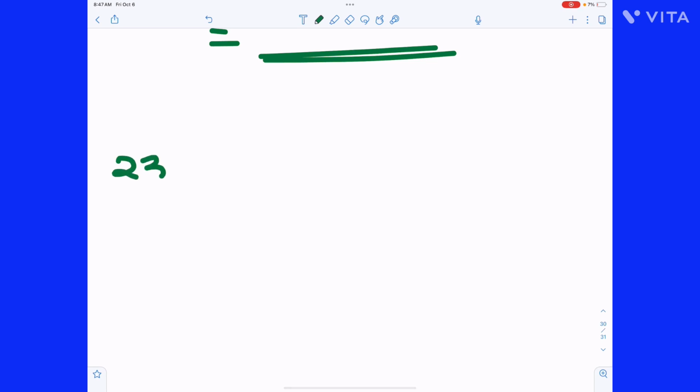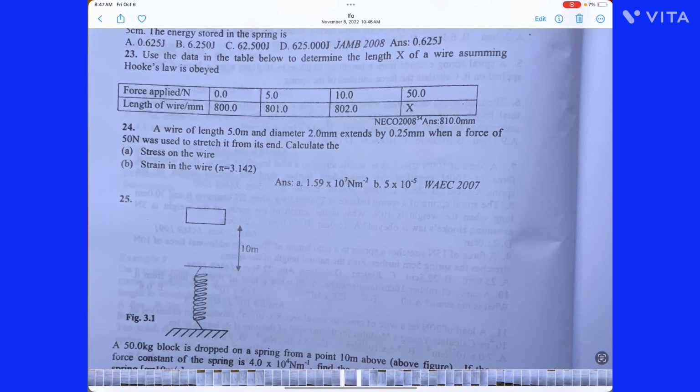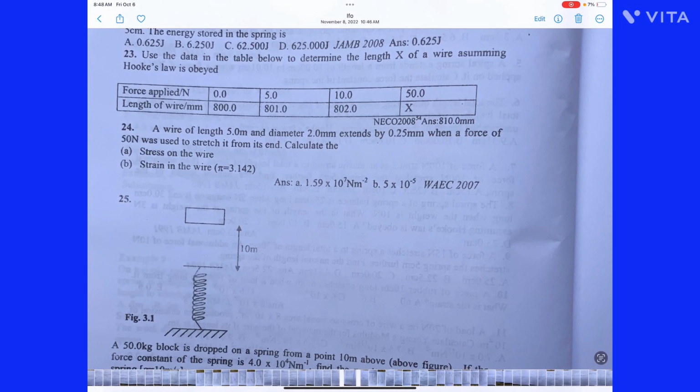Okay, 23 now. Question 23 says use the data in the table below to determine the length x of a wire, assuming Hooke's law is obeyed.